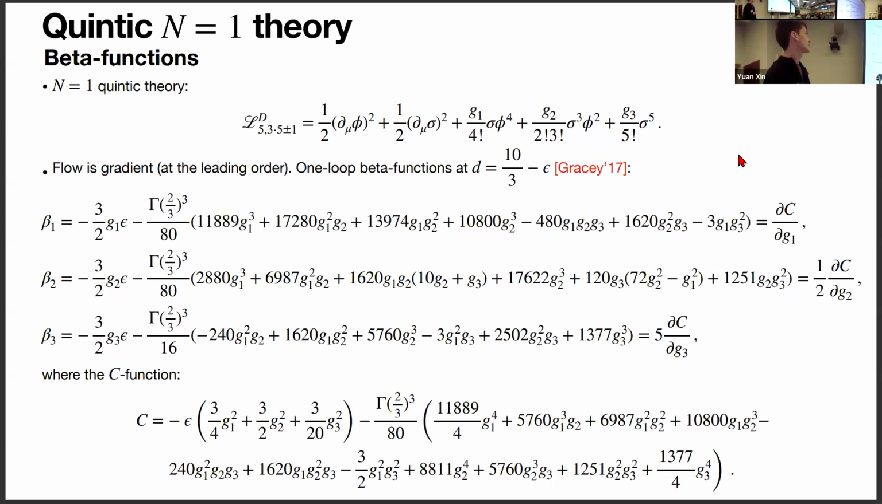And at the leading order, this flow is gradient. That means the beta function can be described as the gradient of a C function. As you can see, beta 1 is the derivative of C with respect to G1, and likewise with respect to G2 and G3. So we can find the C function. By obvious reason, we call it the C function, because in Zamolodchikov's paper about the C theorem, he did the same. So we have this C function for this theory.